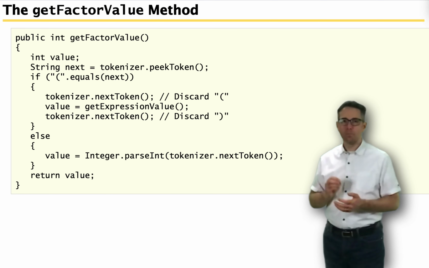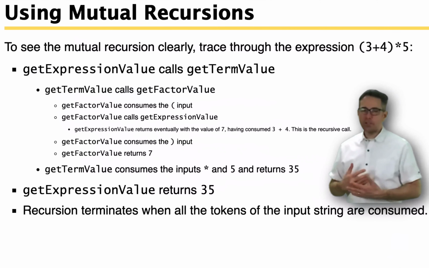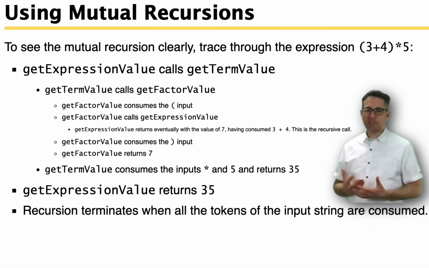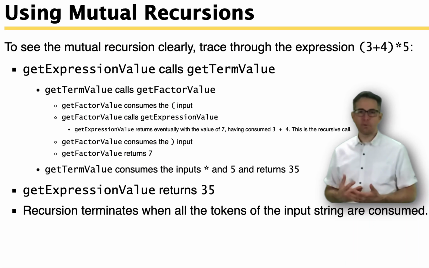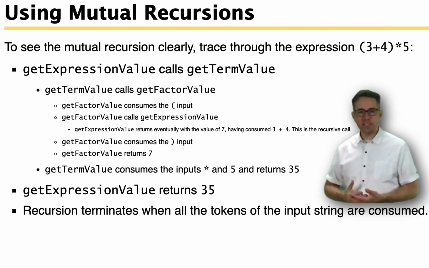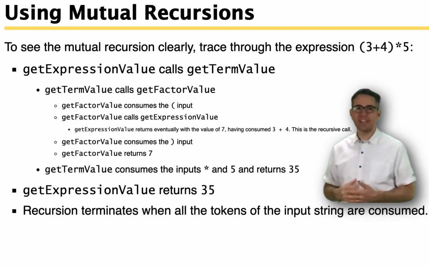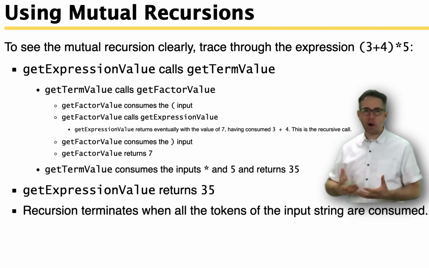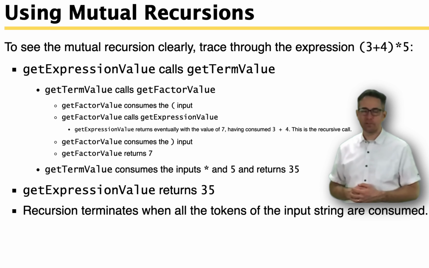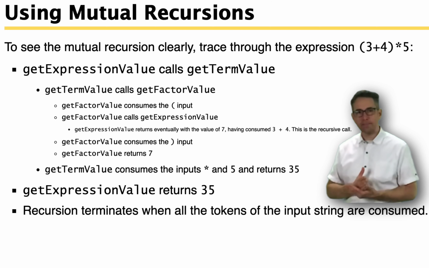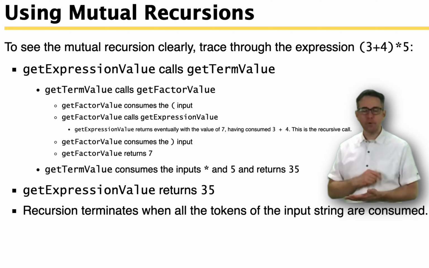Move right. So as we do mutual recursion, parsing through an expression like paren 3 plus 4 paren times 5, the first thing that we're going to do is call get expression value, because that's the way we always kick this off. That's the highest level of our parse tree. That's going to call term value, and term value is going to call factor value, and factor value is going to recognize that we're starting with a parenthesis.